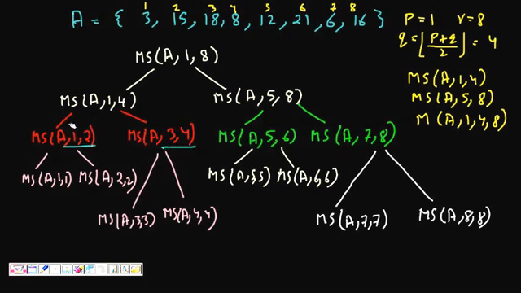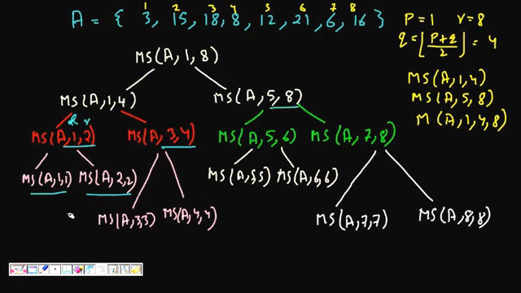Now what happens again? L is less than R, so it is called again, and Q, the middle point, is (1 plus 2) by 2, which is 3 by 2, and the floor is 1, so MS 1, 1, and here MS 2, 2. This way we see the recursive calls happening for the merge sort algorithm. Here (1 plus 8) by 2 is 4, so Q is 4, so MS A 5, 8 is called.